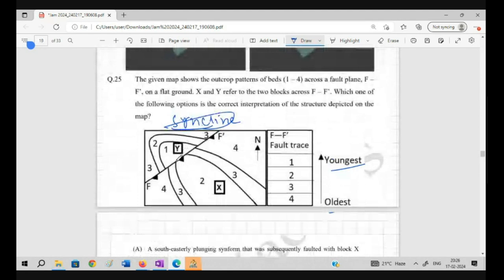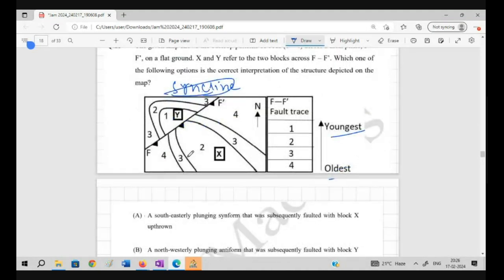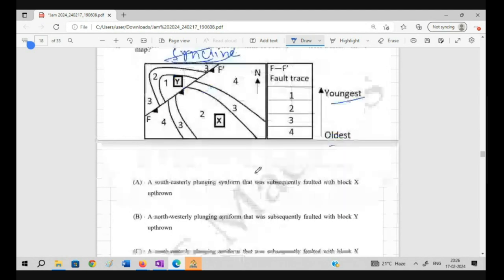So you are saying that in a syncline, the closure direction will be opposite to the plunge direction. Yes sir. Are you sure? Yes sir, in the case of an anticline the plunge is in the same direction as the closure, and in the case of a syncline it will be opposite to the closure direction. Okay. And here you can see the closing direction is towards northwest. Then the plunge should be towards southeast.